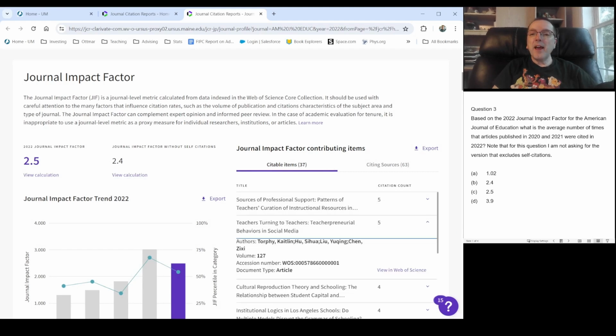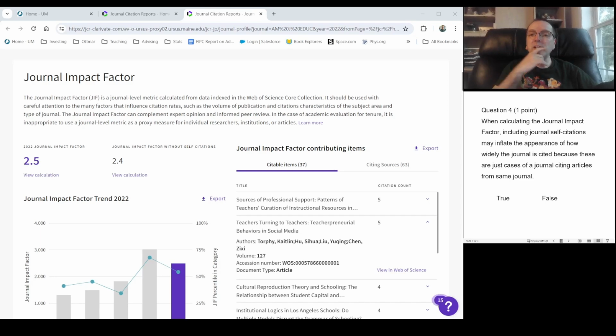Okay? So there's a couple questions. Let's look at our next question here. When calculating the journal impact factor, including journal self-citations may inflate the appearance of how widely the journal is cited because they're just cases of a journal citing articles from the same journal. And yeah, that is definitely a true statement, right? True. Okay, so let's keep going. So that's the journal impact factor.